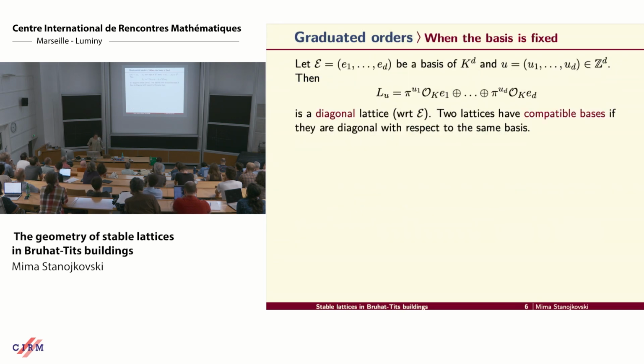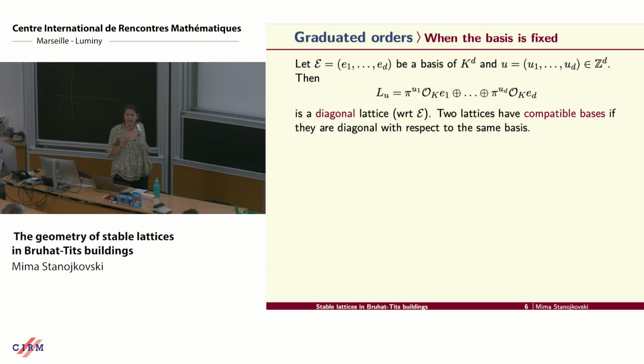And I'm going to soon be talking of a particular type of orders called graduated. So for this, let me fix a basis in K^d, say maybe the standard basis, doesn't matter. And then for each integral vector of length d, I can define a lattice. I just scale the basis vectors by powers of the uniformizer, and the exponents are encoded in the vector. So you see it there, and if u is the exponent vector, I will write L_u to mean precisely that.